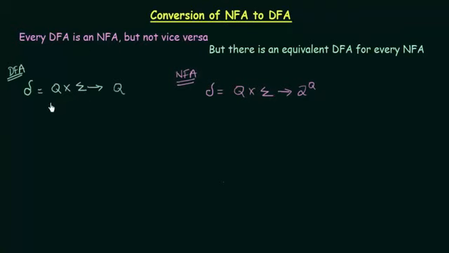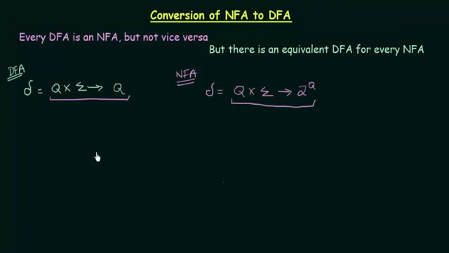So if you look carefully, you can see that Q cross sigma to Q, this part, is contained in this part, Q cross sigma to 2 power Q. Q is also a part of 2 power Q. I hope you're getting what I'm saying, but 2 power Q is not a part of Q. So this is already contained in this. So we can look at these two equations and say that every DFA is an NFA, but every NFA is not a DFA.